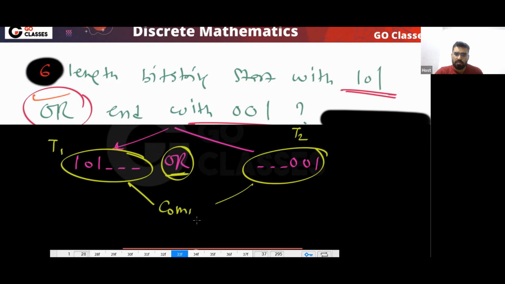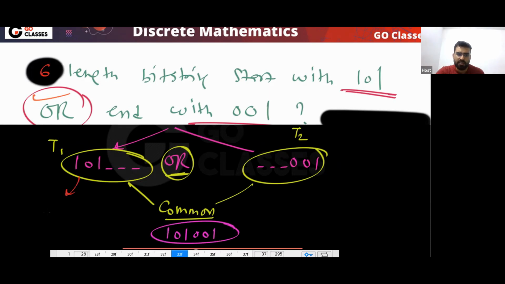And what is common? Common means it should be here and it should be here. Common means it should start with 101 and it should end with 001. Only this string is common. So only one string is common.